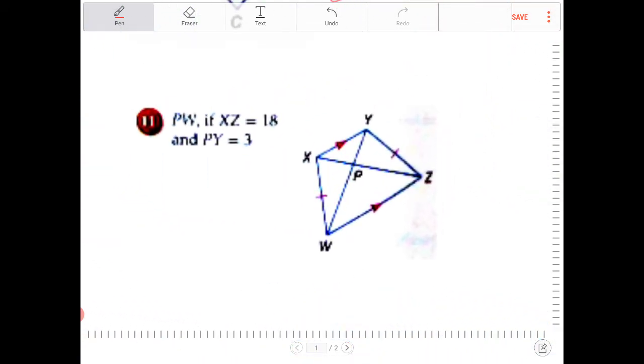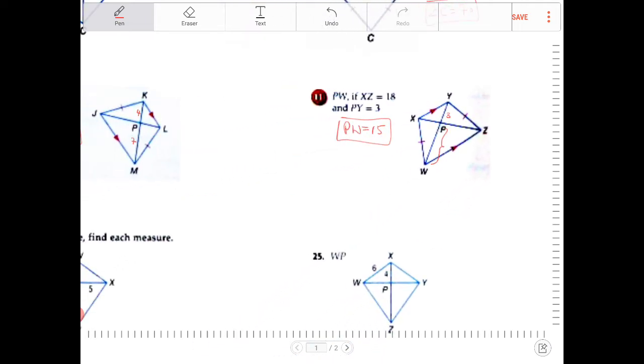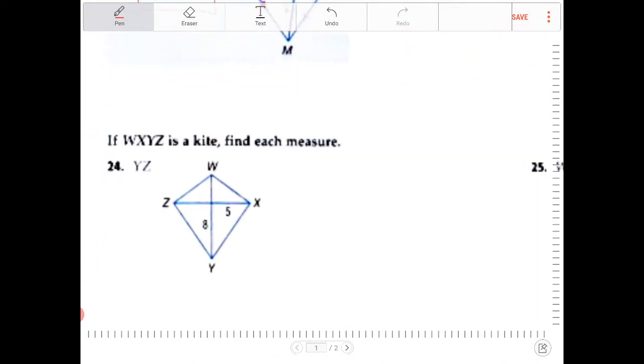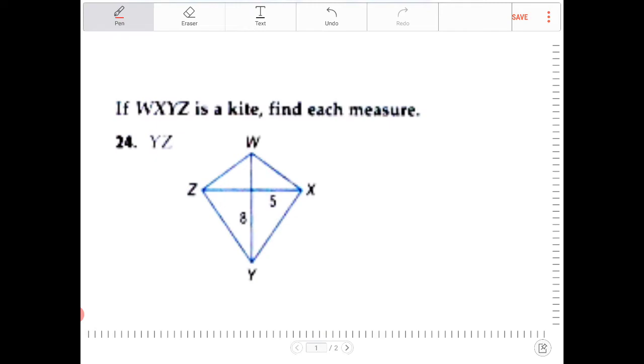PW is what I need to find. XZ is equal to 18. Okay, so this is again an isosceles trapezoid. XZ is the full diagonal, and PY is equal to 3. So this guy here is 3. And I need to find PW, which is this guy right here. So if PW plus 3 is equal to 18, PW therefore must equal 15. All right, 24.